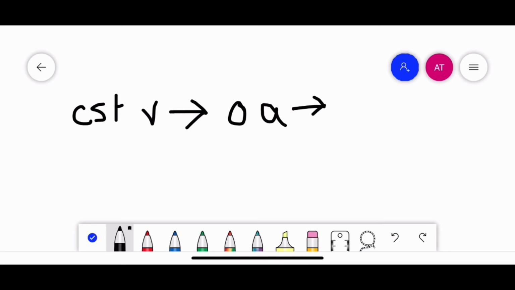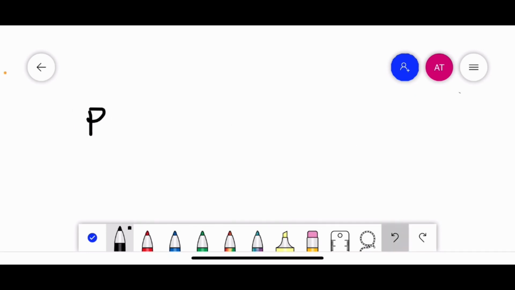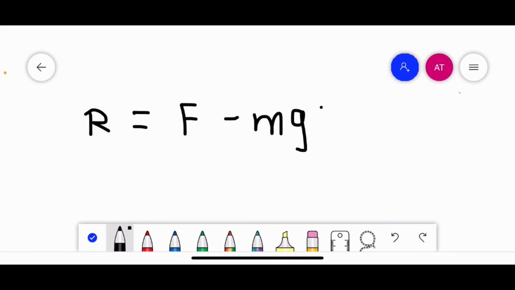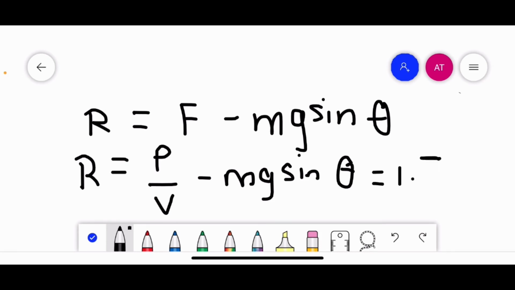The question mentions that the train is traveling at a constant speed of 18 meters per second. Constant speed means zero acceleration, and that means there is zero net force along the x-axis. We can then say that the driving force is equal to the resistance plus mg sine theta. We make the resistance the subject, so R is equal to F minus mg sine theta. Now all we need to do is substitute, so R is equal to power over velocity minus mg sine theta, and we get that to be equal to 1.7 times 10 to the 4 newtons.